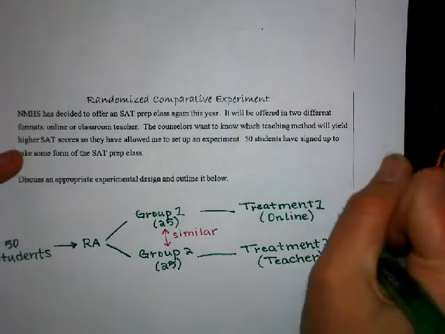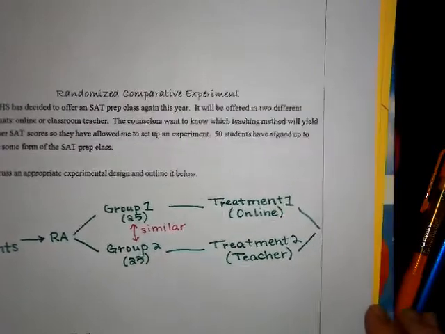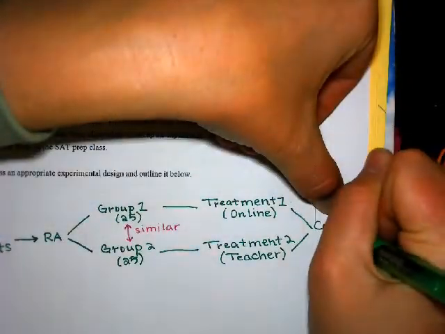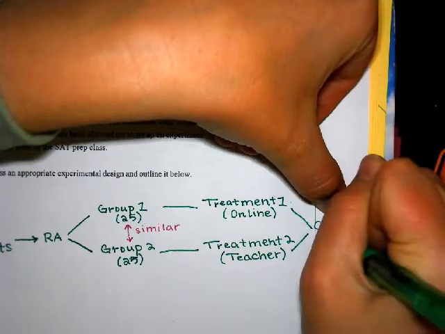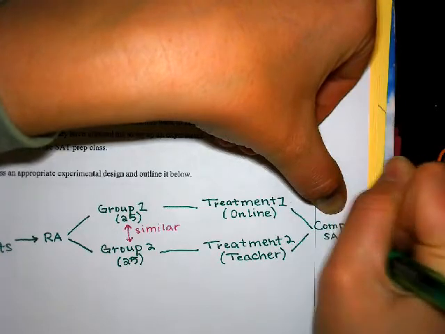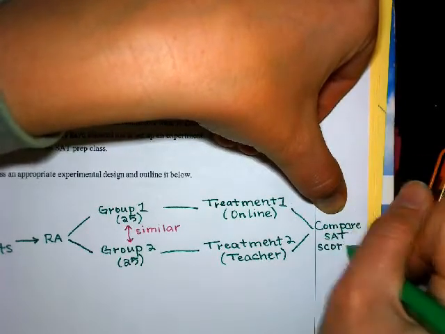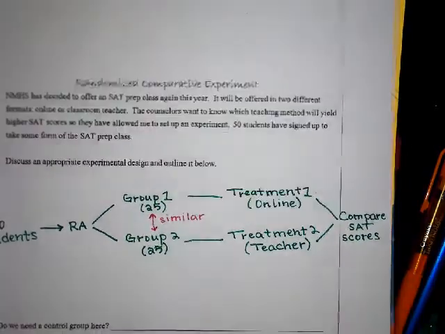And that is, after the treatments, you're going to compare the results. And in this case, what we're going to compare is their SAT scores, because we want to see which one's better, the online prep or the teacher prep. Now, like I said, we actually have to describe what the random assignment means.